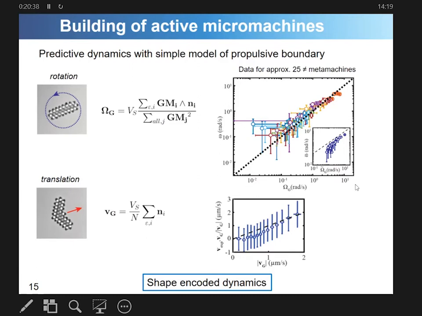Well, what you have here is the predicted speed as a function of the actual measured speed. You see that you have a very good correlation between the two by just measuring the instantaneous orientation of the swimmers. And you can do the same for the translational speed, where you measure all the orientation of the swimmers. From that, you can estimate the average translational speed. What it means here is that you have a dynamics of your structure that is completely encoded in the shape and the arrangement of the individual swimmers inside the structure.